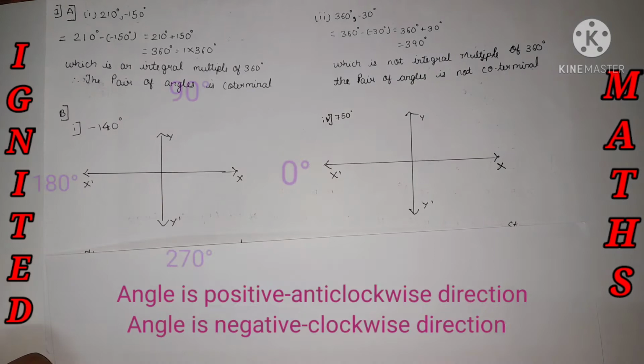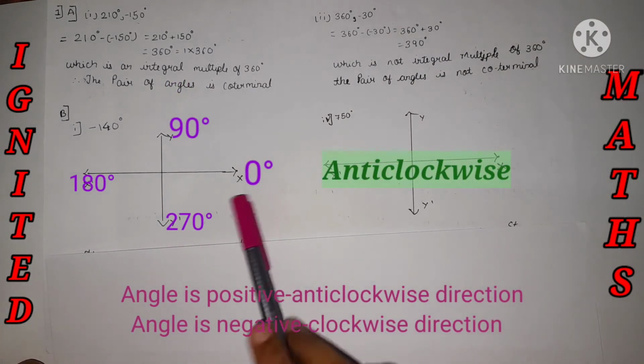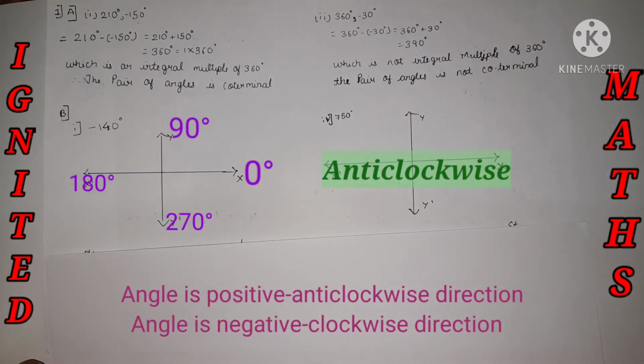Yes. So at the first quadrant, the angle lies between 0 to 90. At the second quadrant, the angle lies between 90 to 180. At the third quadrant, the angle lies between 180 to 270. And at the fourth quadrant, the angle lies between 270 to 360. But the angle should be positive in anti-clockwise direction.